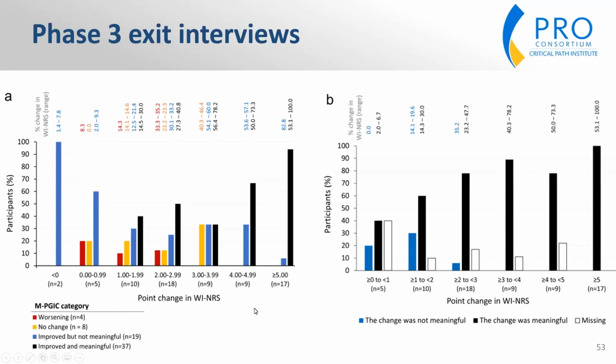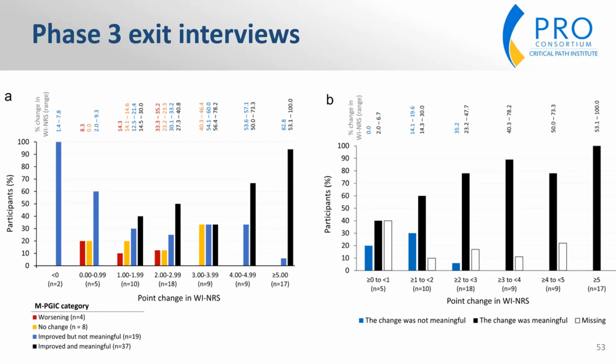So in terms of results, very interestingly, the 2 methodologies did yield slightly different results. And the MPGIC results are on the left-hand side of this slide. And then the actual change score results, where patients saw their change and then had a chance to talk through that change, are on the right-hand side. But essentially what you can see here is that anyone who had under a 1-point improvement, no patients actually rated that improvement as meaningful. And as you move to the right along the x-axis, for patients who achieved increasingly greater changes in their WI-NRS, increasingly there was a larger proportion of patients who rated that change as meaningful.